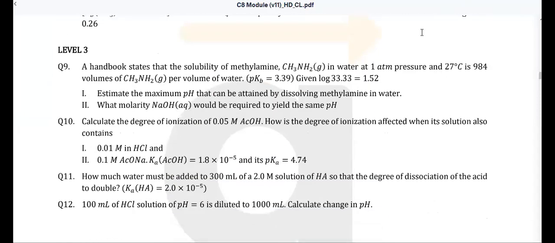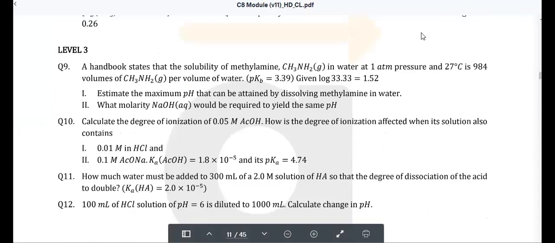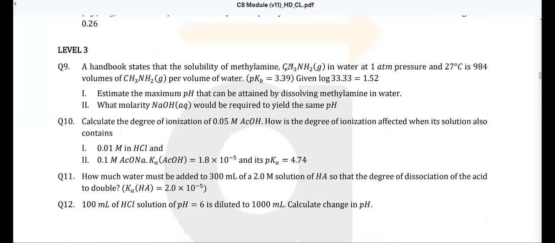Now let's see questions 9 and 10, then 11, 12. Okay, level 3. Now think about this. A handbook states that the solubility of methylamine, now tell me, what is this compound? Again, a weak base, in water at 1 atm pressure and 27 degrees centigrade is 984 volumes of this per volume of water.